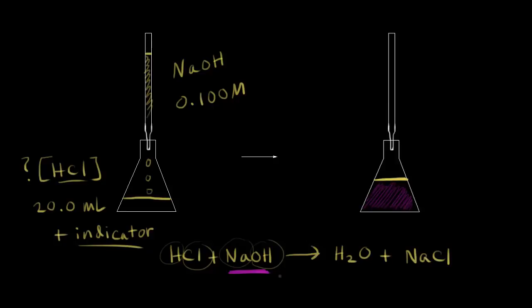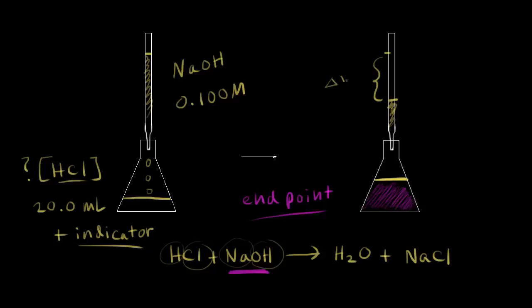And where the indicator changes color, this is called the end point of a titration. Right, so when our solution changes color, that's the end point of our titration. And here we stop and we check and see the volume of base that we used in our titration. So if we started right here, let's say we ended down here, right? So we still have a little bit of base left, and this would be the volume of base that we used in the titration.